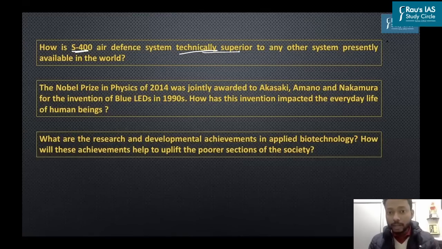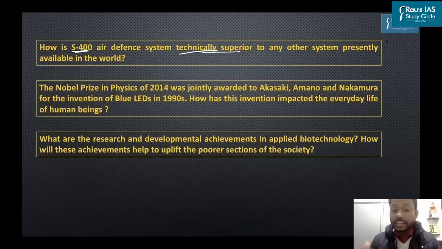THAAD was asked in the prelims exam of 2018. These missile defense systems, UPSC has been asking. UPSC also has asked about the Iron Dome defense system that is used by Israel, or other defense systems, maybe of the US, like Patriot.